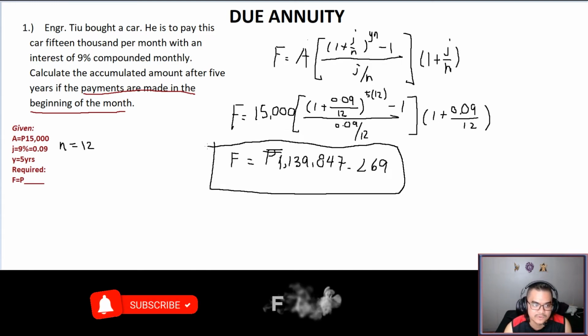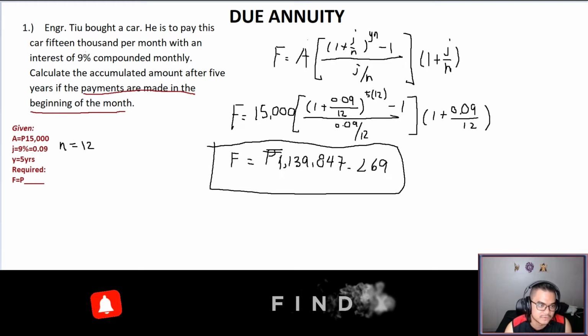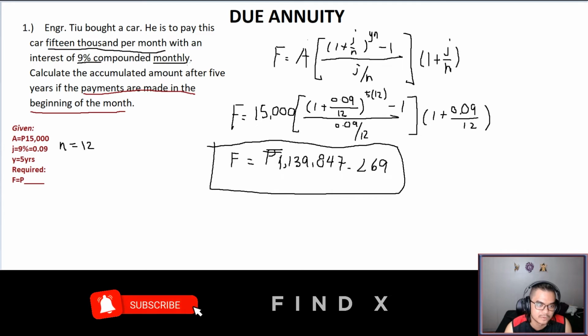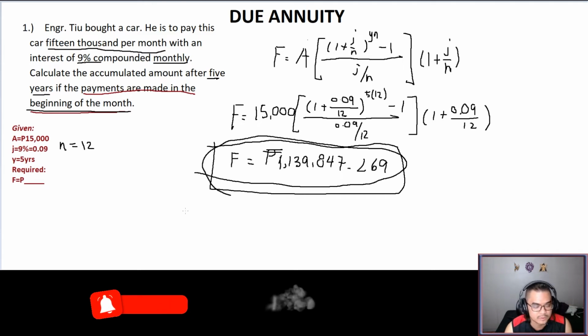That only means that if Engineer Chu will pay 15,000 per month with the interest of 9% compounded monthly for the whole 5 years, and all the payments will be made at the beginning of the month, the lump sum of all his payments will be this one. So I think we can go for our next problem.